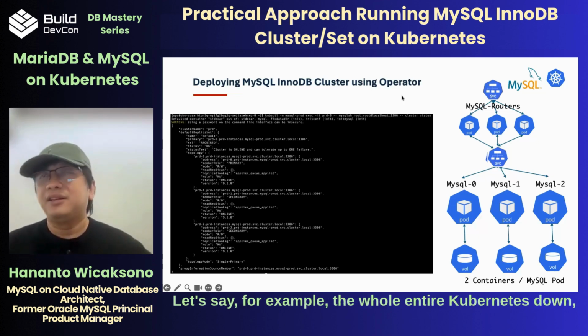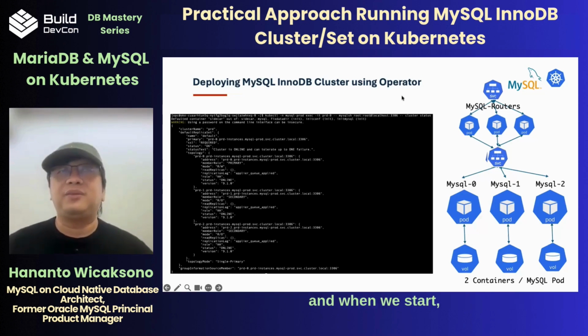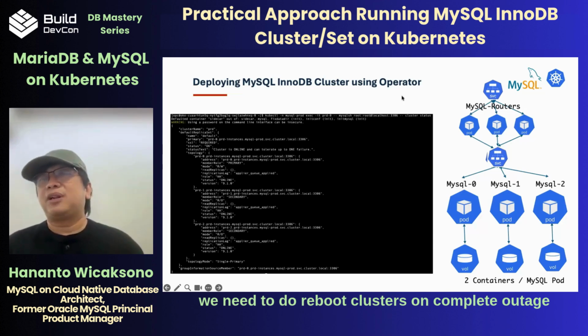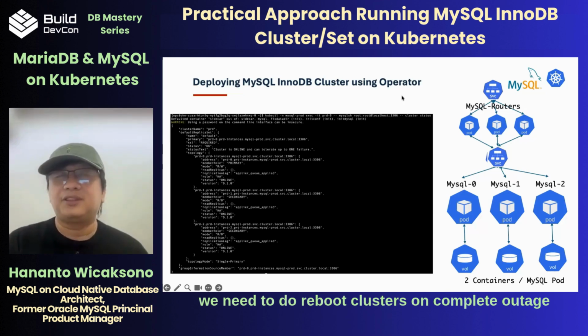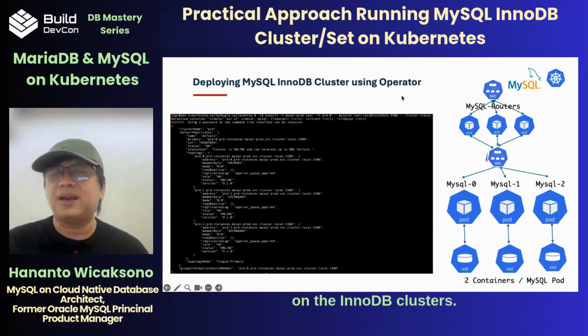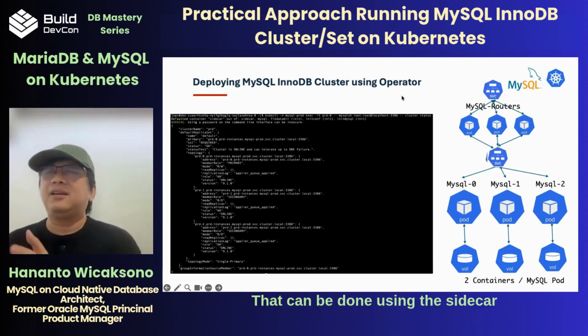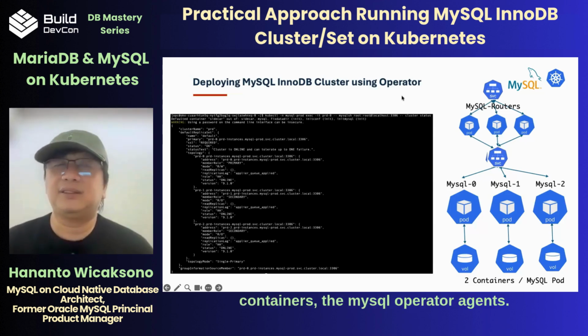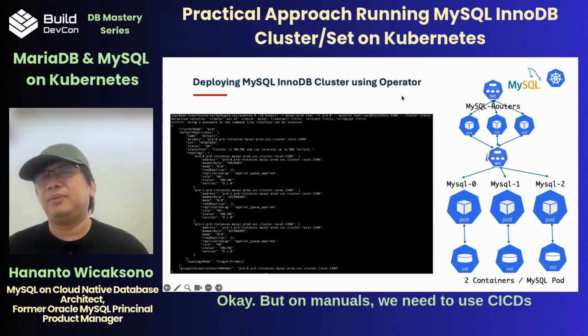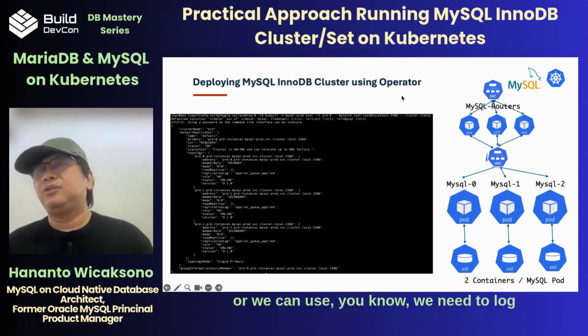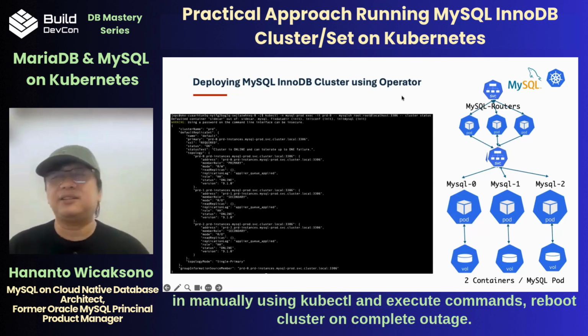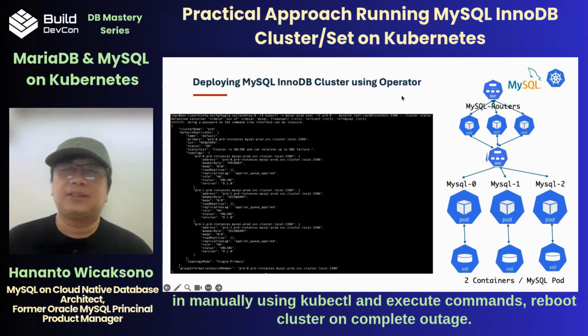Let's say, for example, the whole entire Kubernetes goes down, and when we start, we need to do reboot cluster from complete outage on the InnoDB clusters. That can be done using the sidecar containers, the MySQL operator agents. Okay, but on manual, we need to use CI/CD, or we need to log in manually using kubectl and execute the command, reboot cluster from complete outage.